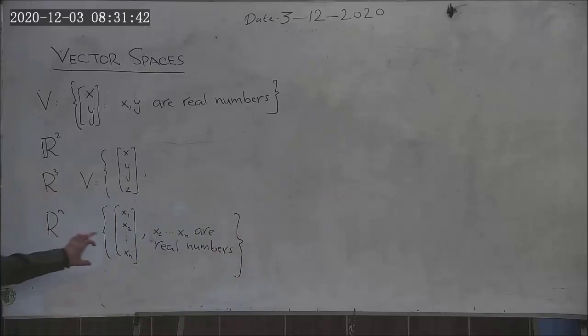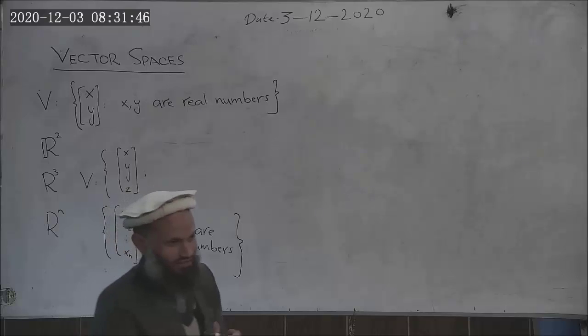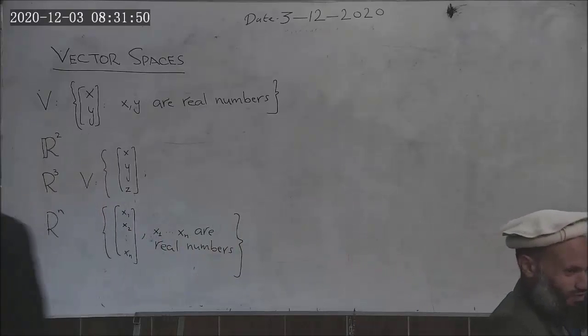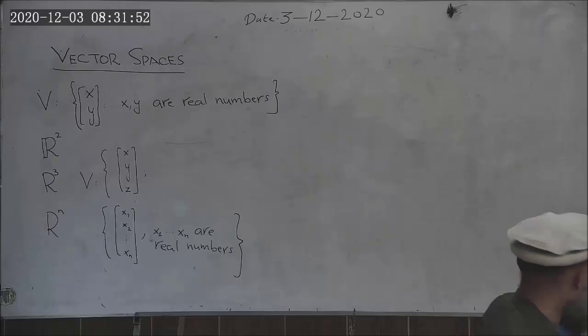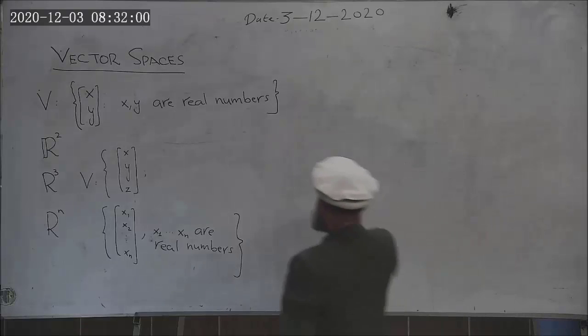You can verify that this set is a vector space, and there is a special name for this vector space. This vector space is called Rn. In today's discussion we talk about another concept, which is the dimensions of a vector space.